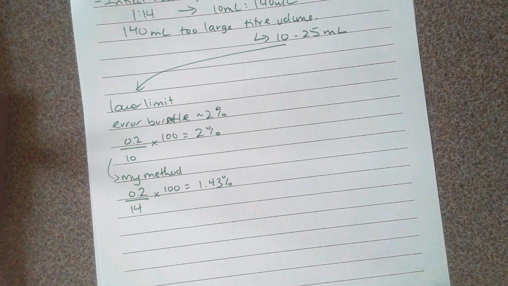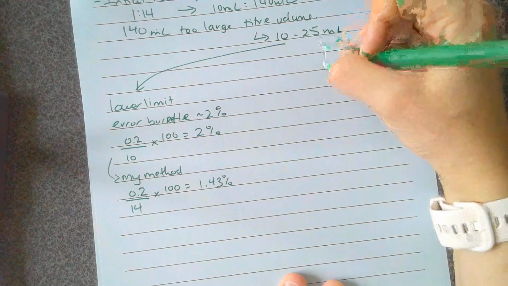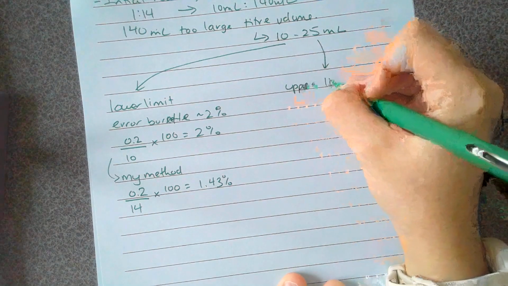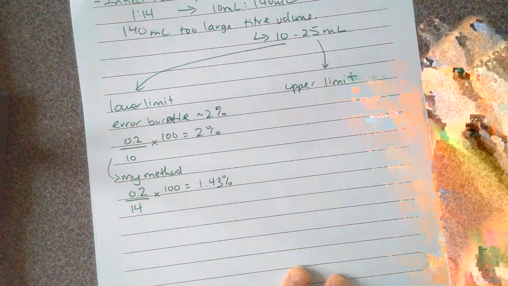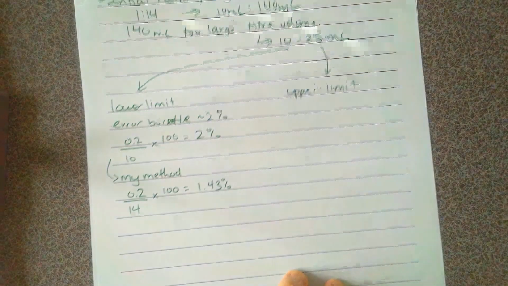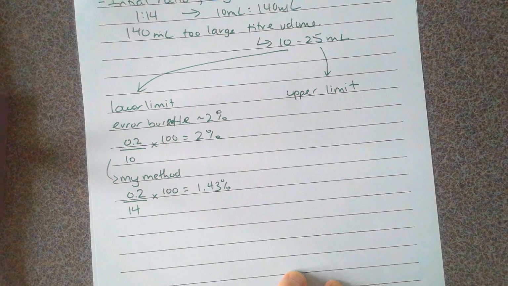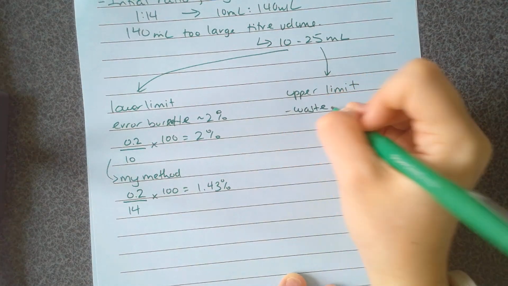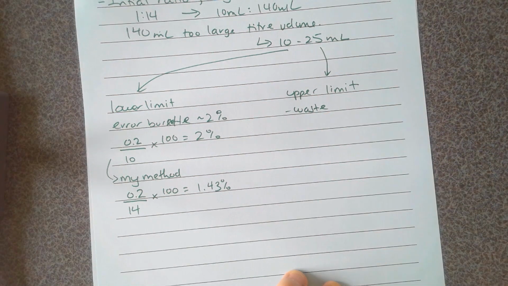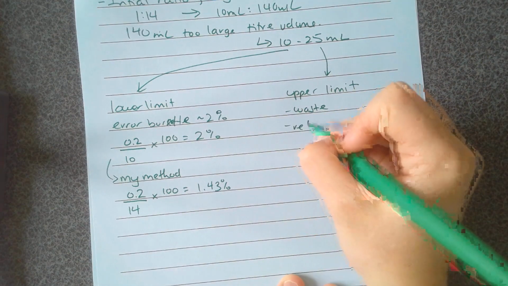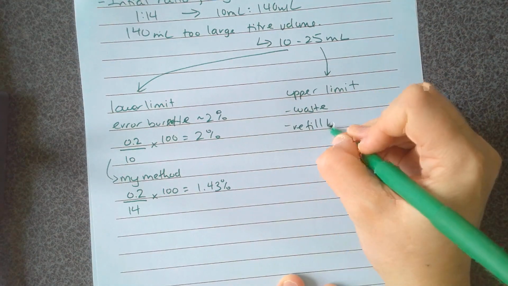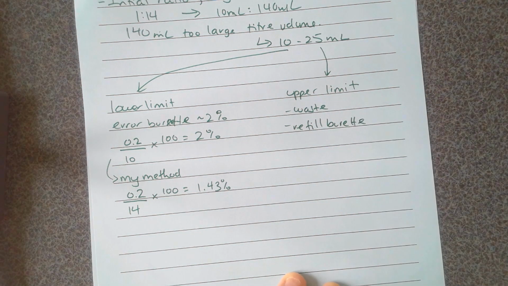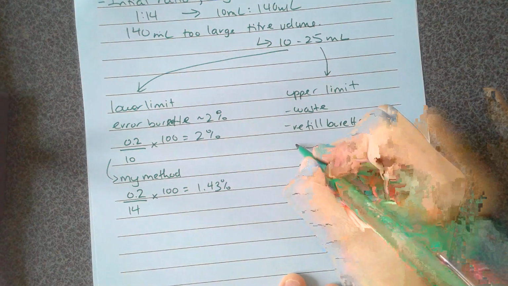Yep. Cool. All right. The next one here then is my upper limit. This one was more obvious because you guys saw that one yesterday. With the upper limit, I don't want to go above 25 because first off, we waste reagent. The second reason is because we would need to refill the burette, or we'd have to refill the burette more often.